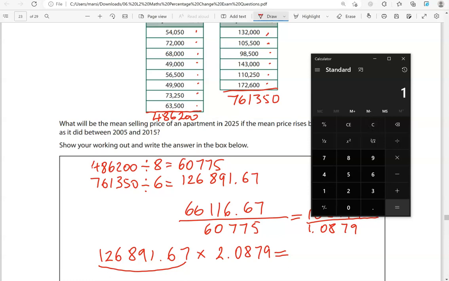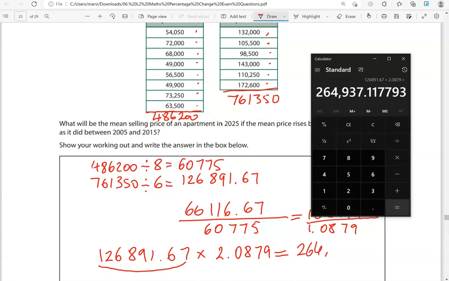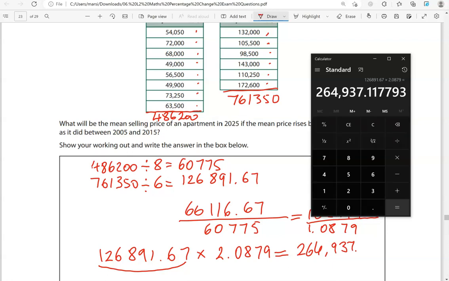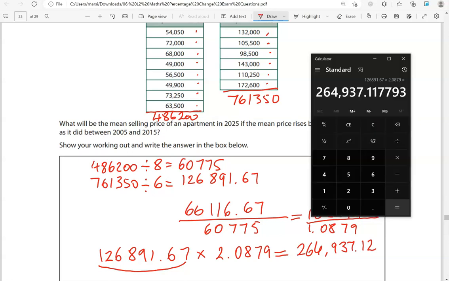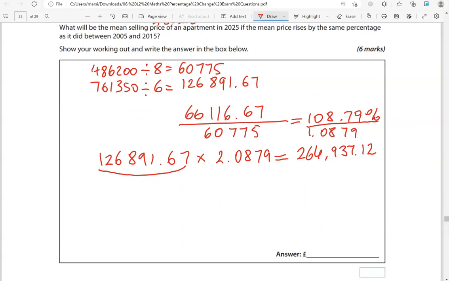So 126,891.67 times 2.0879 equals 264,937. I will round this to 1/2 as we're talking about money, so that would be 12 pence. So that is the price expected for 2025.